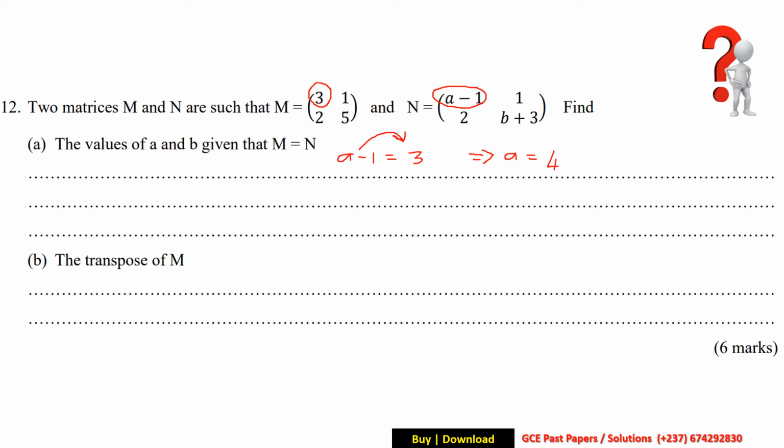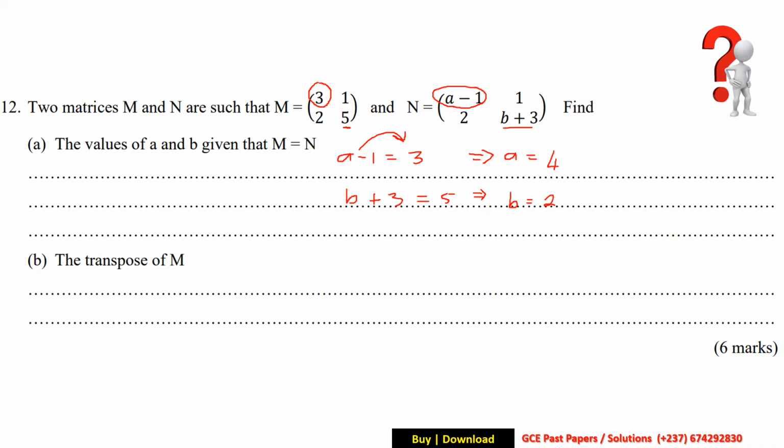And then similarly, this position here where we have 5 should correspond with this one. So from there equally, B plus 3 should be equal to what value? B plus 3 should be equal to 5. So what does this imply? This implies that B should be equal to 5 minus 3, which is 2.